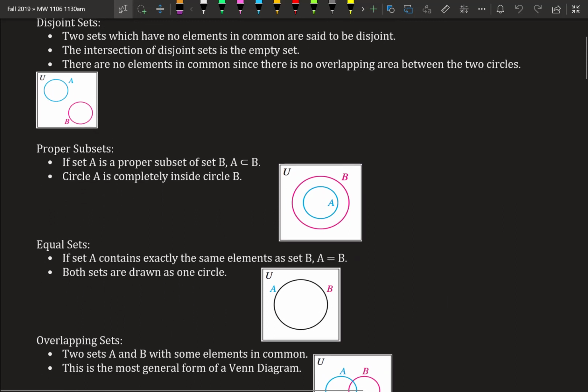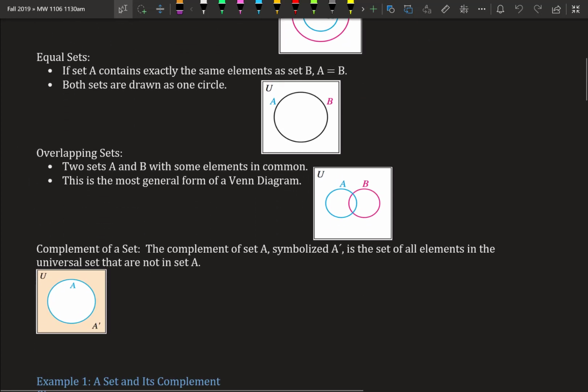Proper subsets. So if set A is a proper subset of set B, then circle A is completely inside of B. So if you have a proper subset, A goes inside B. Equal sets, A and B are the same thing. Overlapping sets, that's the one we're used to seeing. So two sets, A and B, with some elements in common, that is called overlapping sets.